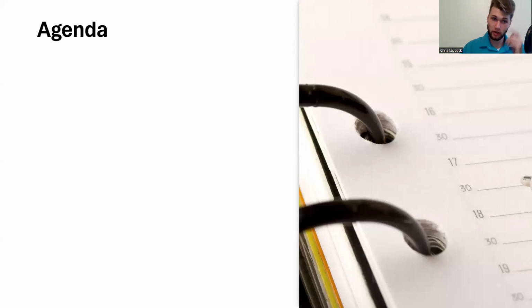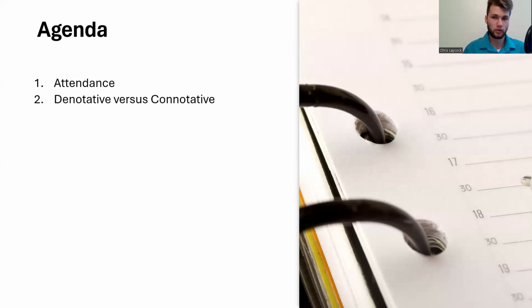Moving on to the agenda for today. So we can't do attendance, obviously. Denotative versus connotative. You may have remembered this from the textbook reading, but it's just sort of the dictionary definition versus the feelings that we attribute to those words. And I'll give you some examples in a little bit. And that's what that activity is. We're just sort of comparing the differences in words. And I don't want you to think of these words as opposites, but we'll get there. I'm getting ahead of myself.